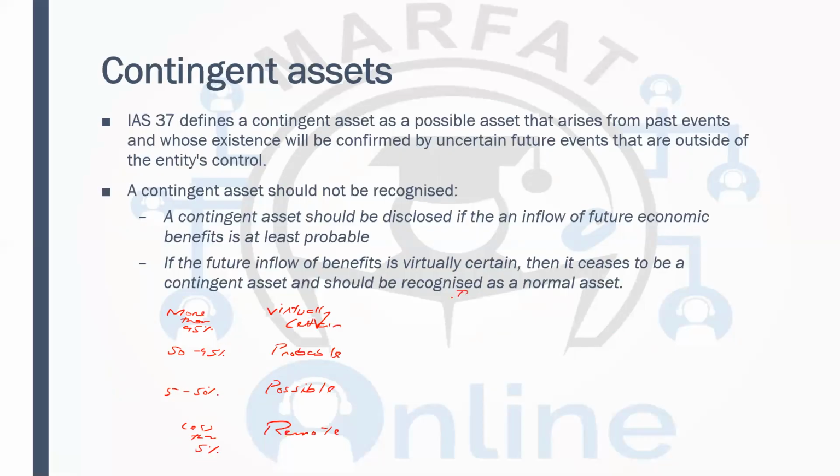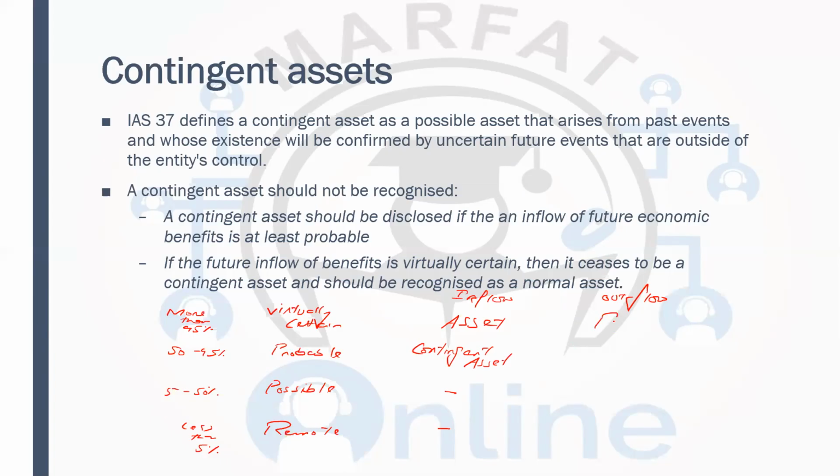Then you talk about the inflow and then the outflow. If the inflow is virtually certain, such as you have some provisions that are being insured by an insurance company, and now it is virtually certain that you will be receiving the payments from them, you can record the asset. But if the inflow is probable, not virtually certain, then you can disclose that as a contingent asset, but you cannot record the asset. If the inflow is possible, no treatment. If the inflow is remote, no treatment.